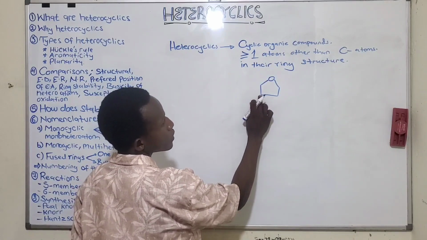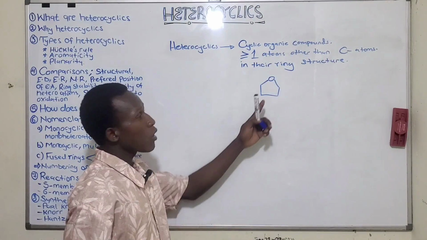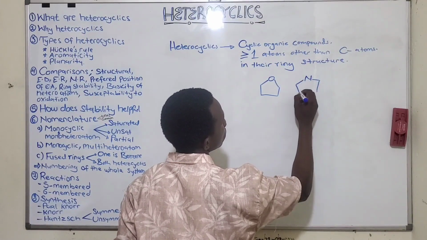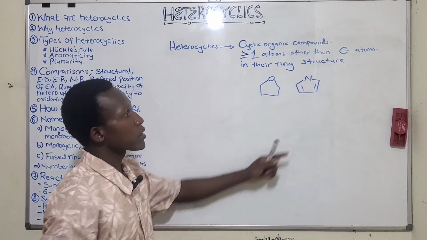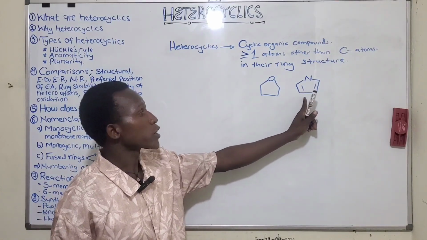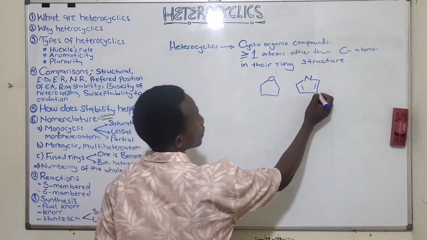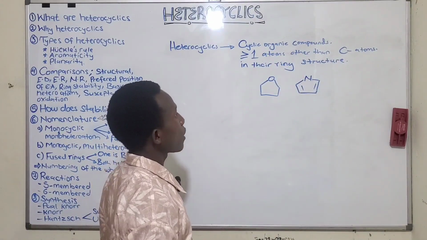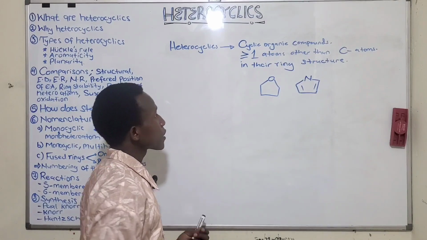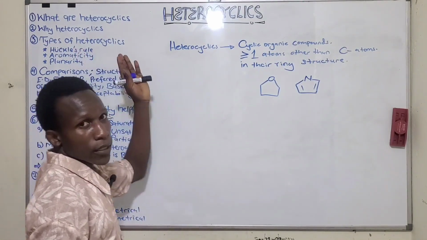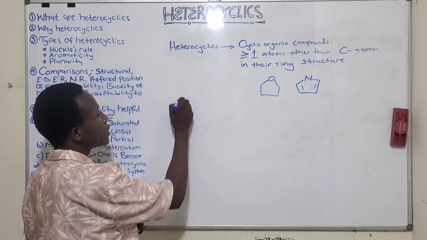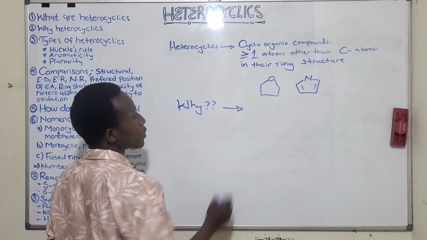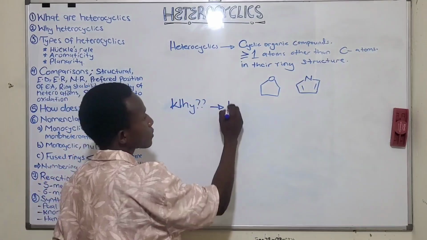This is a heterocyclic compound. It is a ring structure having carbon atoms and another atom which is not a carbon atom, and there are many other examples. So why do we need to study heterocyclics? Many organic compounds, for example, drugs.